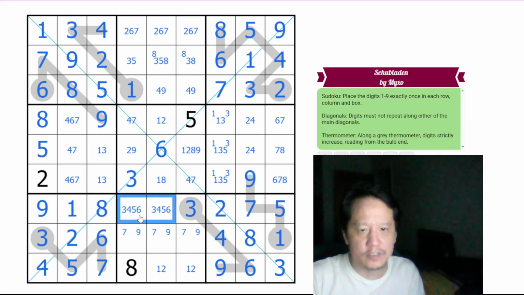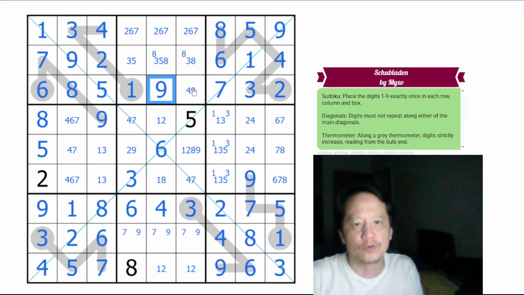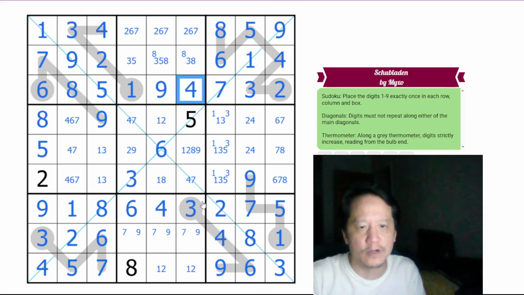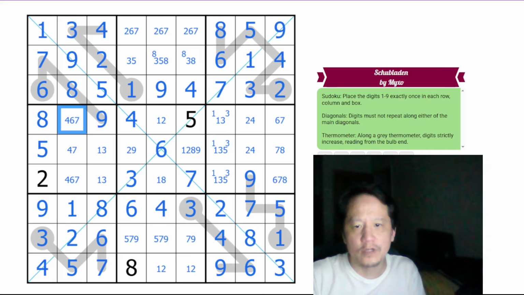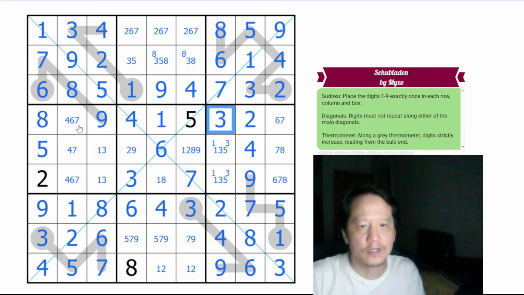This remaining digits, no 3 or 5. It's 4, 6. 6 eliminates 6 here, so it's 4 and 6 there. 4 eliminates 4 here, so it's 9 and 4 there. That means this is 5, 7, and 9. This cannot be 5 because of 5 in the column. 4 eliminates 4 here, so that's 7, which makes this 4. No 4 here, no 4 here, so that's 2 and 4. 2 eliminates 2 here, so it's 1, which makes that 3.